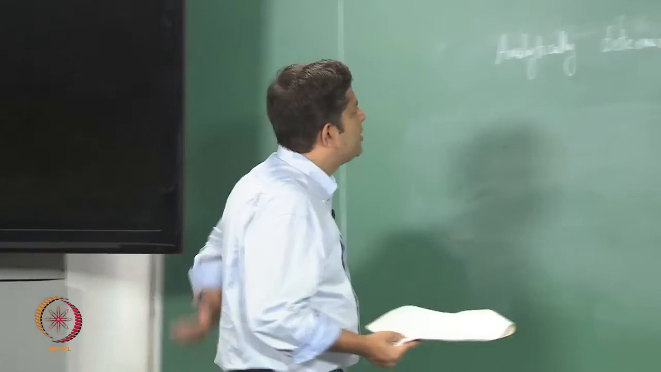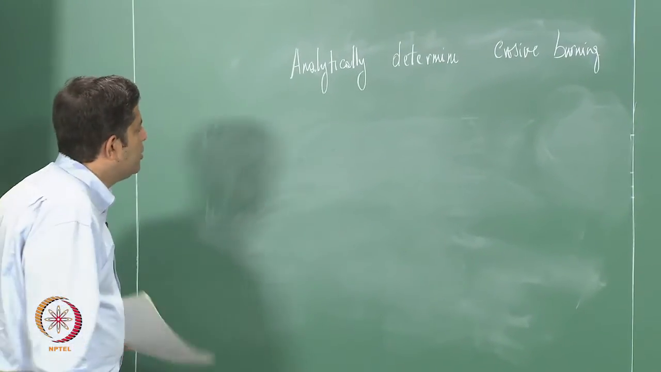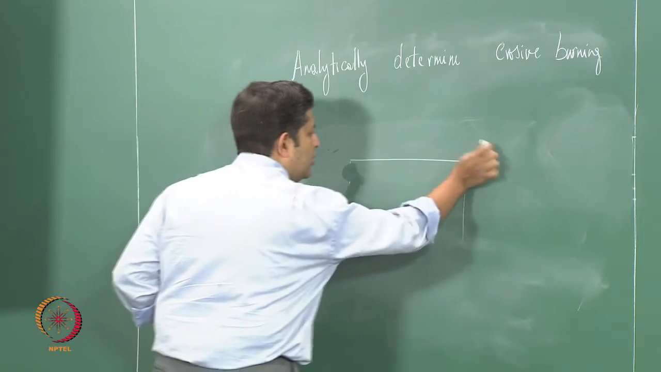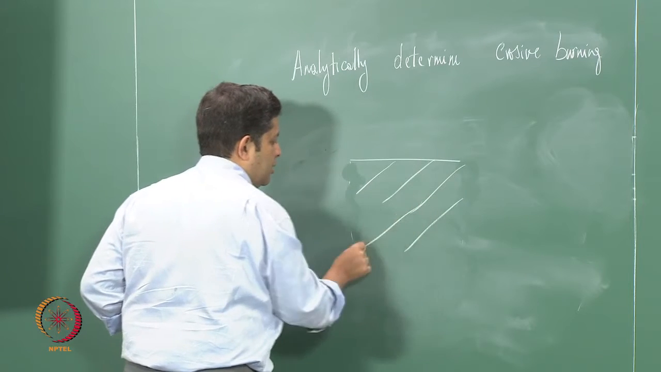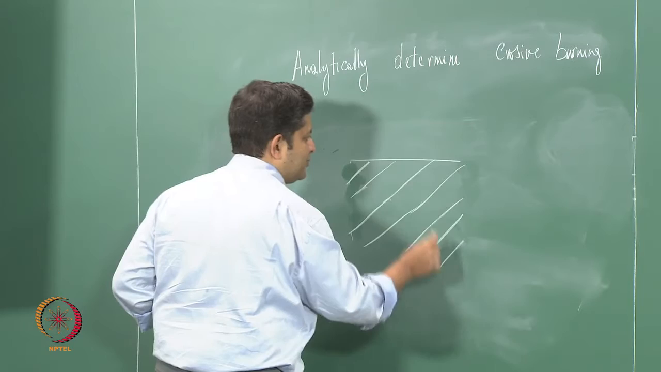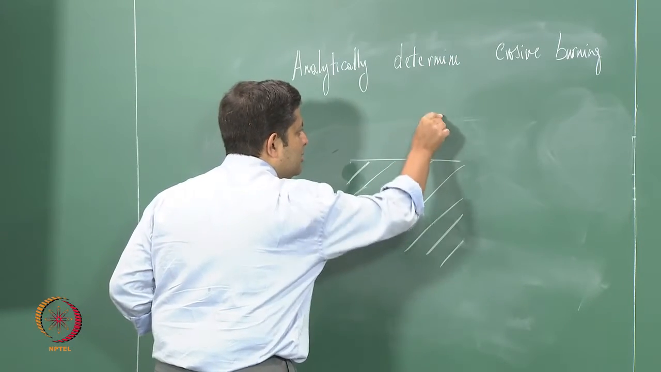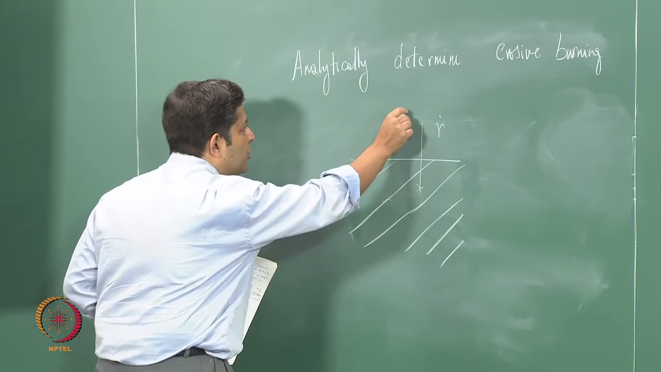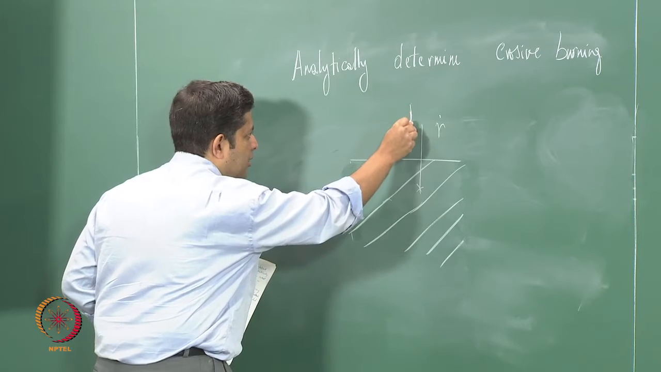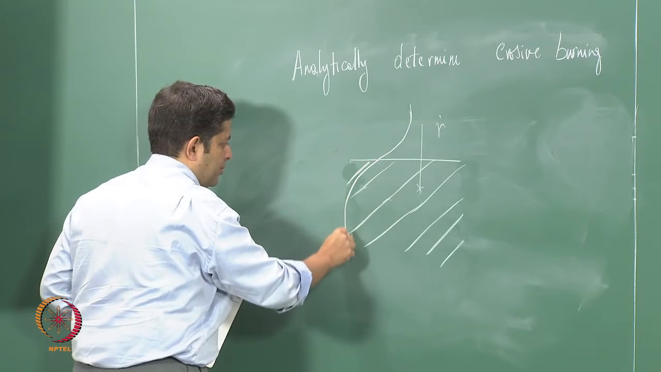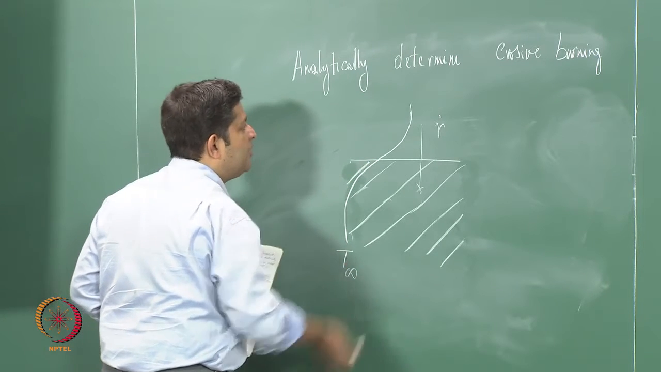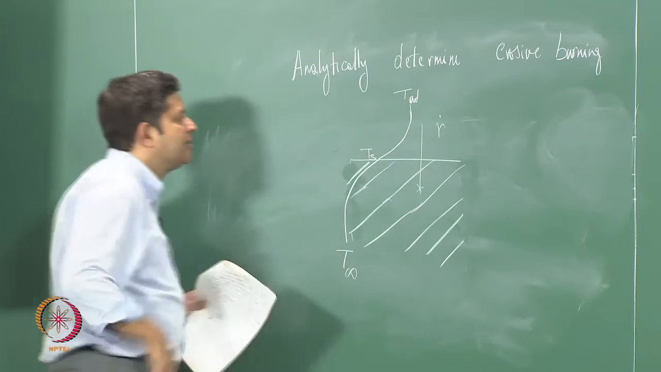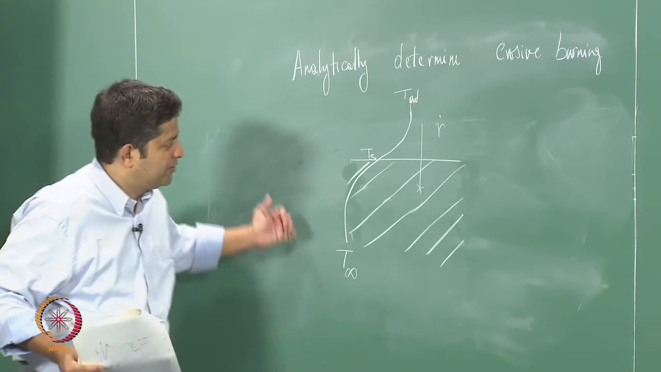So let's look at how to determine the burn rate analytically. Now, if you remember our burn rate equation for a solid propellant grain, wherein, let us say this was the solid propellant and it is burning in this direction, r dot. Now, if you look at the temperature profile, it will be something like this, right. This is T infinity, Ts and T adiabatic, right. So, you have this kind of a situation, we had discussed this earlier.